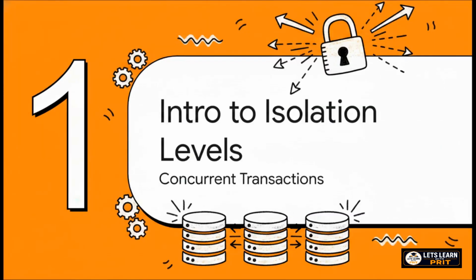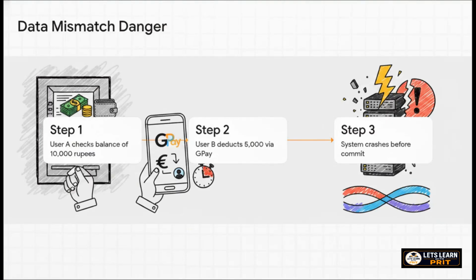All right, Section 1. Let's start with a quick introduction to isolation levels and concurrent transactions. So, isolation basically ensures that concurrent transactions don't interfere with each other. But here's why that actually matters. Let's walk through a very practical banking scenario step by step.